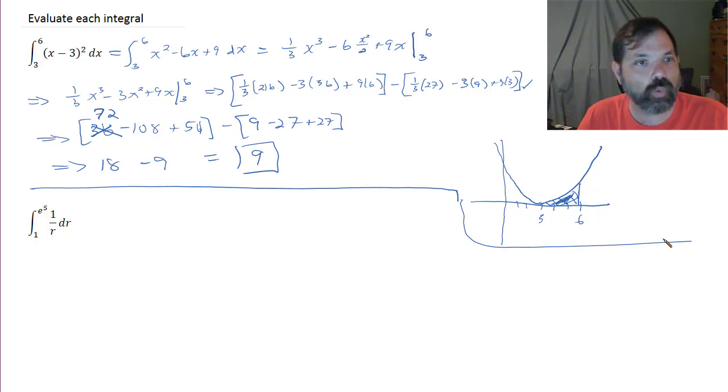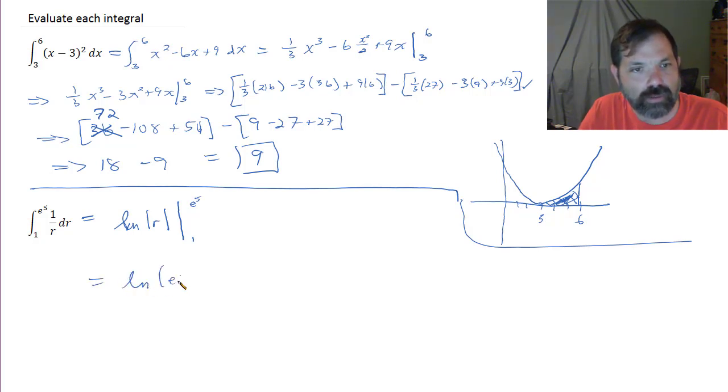Here we have the integral from 1 to e to the 5th of 1 over r dr. The antiderivative of 1 over r is the natural log function, natural log of absolute value r. So I'd evaluate that from 1 to e to the 5th. e to the 5th is positive, 1 is positive, so I don't really need to worry about the absolute values here. That would be the natural log of e to the 5th minus the natural log of 1. And so that would be 5 minus 0, or 5.